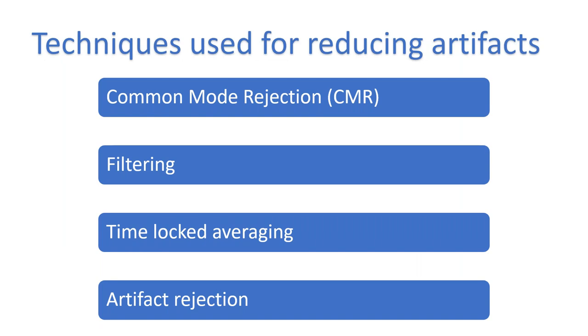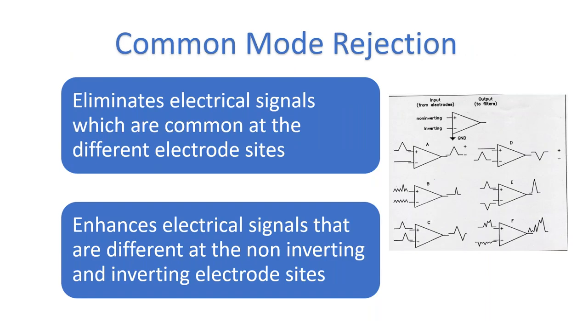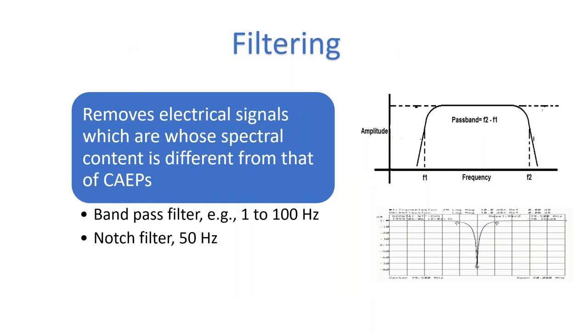So what does the instrument do for reducing artifacts? First is the common mode rejection, and then we have filtering, time locked averaging, and then artifact rejection. Common mode rejection basically eliminates electrical signals that are common at different electrode sites. It measures electrical potentials from all the sites, and whatever is common will get cancelled off. If you have signals which are of different polarity, then they get added up. So it can enhance certain electrical signals, and it can cancel certain electrical signals.